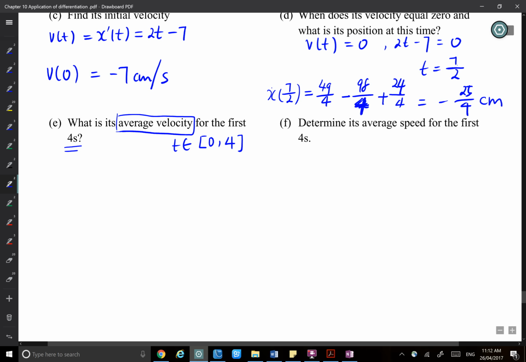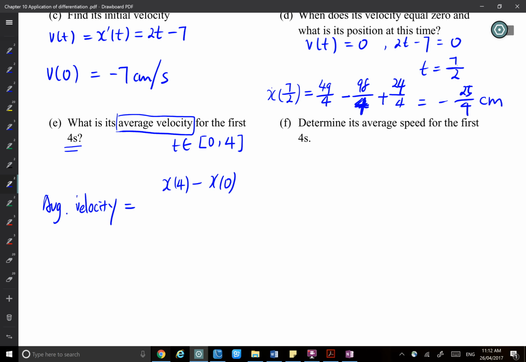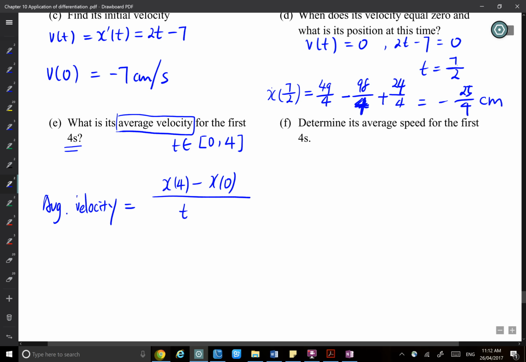Average velocity will equal x4 minus x0, the change of the position. Okay, the change of the position. What's the final position? What's the initial position? The change of them, divided by 4 minus 0. Okay, divide by the change in time.